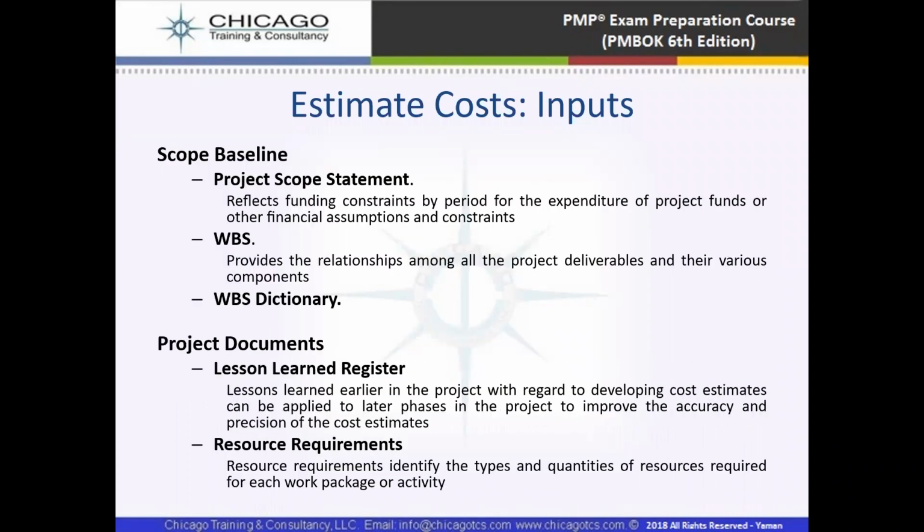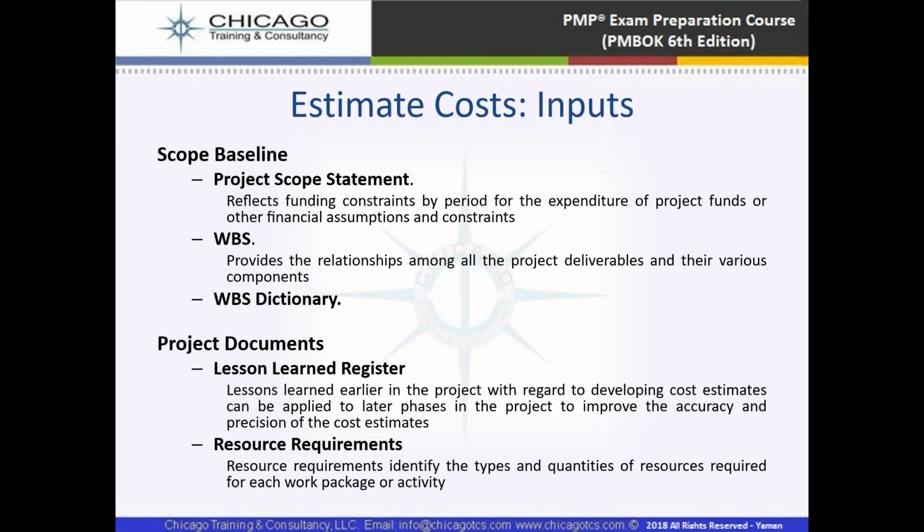And then there is the scope baseline. We know the scope baseline, from the project scope statement, reflects funding constraints by period for the expenditure of project funds or other financial assumptions and constraints. And then we have the work breakdown structure, which shows us the work breakdown for each of those scope baseline items. And then there is the work breakdown dictionary.